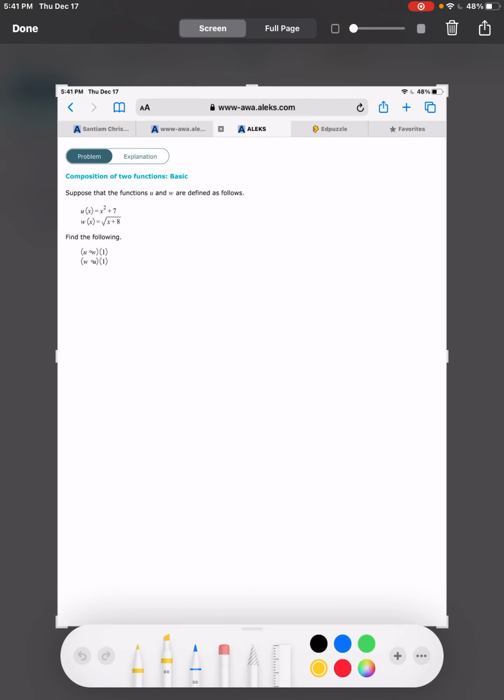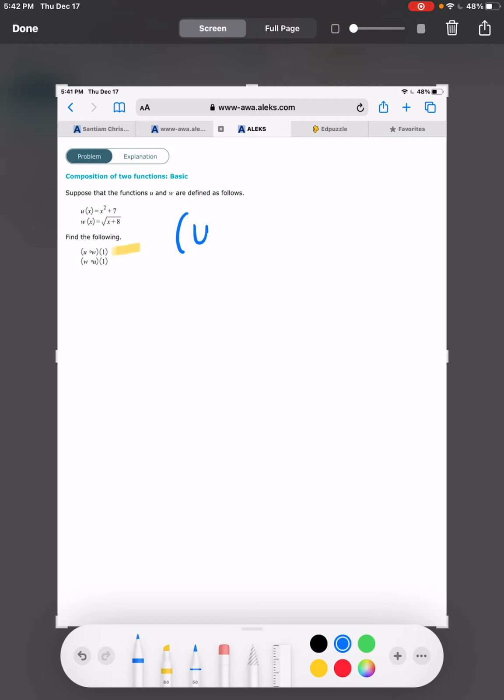So when we do the composition of two functions, we're basically taking a number and putting it into a function, getting an answer, and then putting it into another function. Occasionally, we put the entire function into another function, but in this problem, we're actually just working backwards from the one.